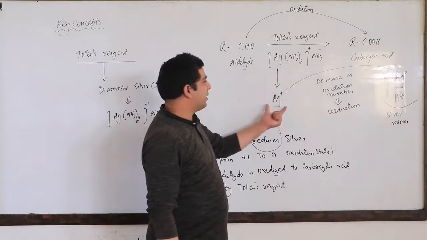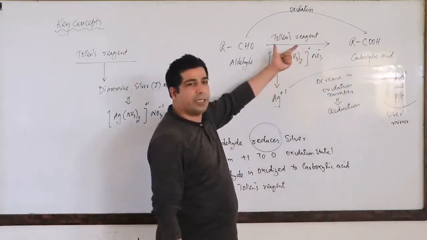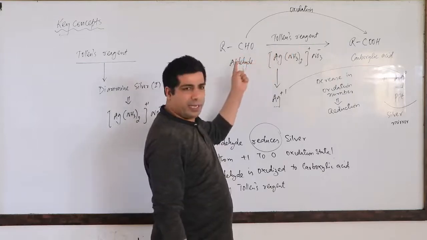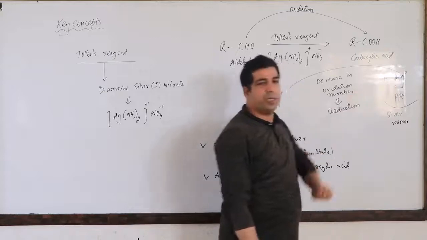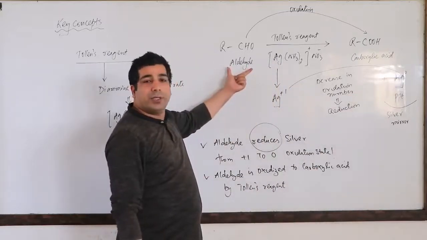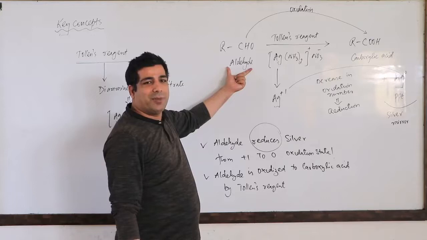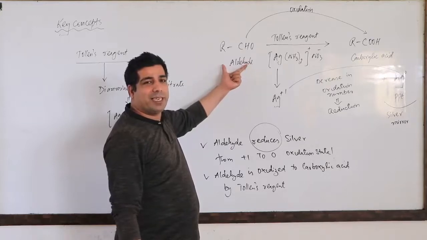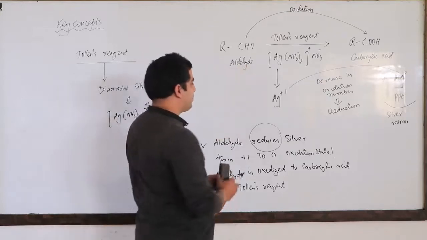Who has reduced the silver from +1 to 0? Your Tollens reagent or your aldehyde? Aldehyde has reduced the silver from +1 to 0. Correct? So this aldehyde has become a reducing compound. You can't call it a reducing sugar because it's not a sugar here. But if I take in place of this aldehyde a sugar molecule like glucose, then it will become a reducing sugar. Correct? Have a look here.